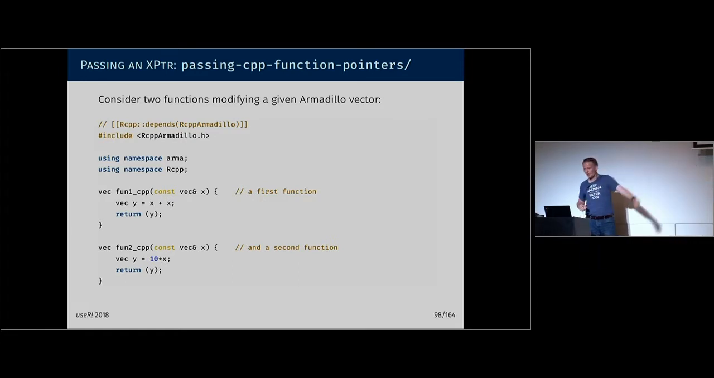So here's the const ampersand, constant reference thing. I'm offering a user a choice between two functions to compute with, one of which doubles a value and the other one increments by 10. We're calling them fun1 and fun2. In comes a vector, out goes the double of the vector, or the vector shifted by 10. Straightforward, sitting in a source file, no export tag here, so they're not coming back to R, they're really just C++ functions.